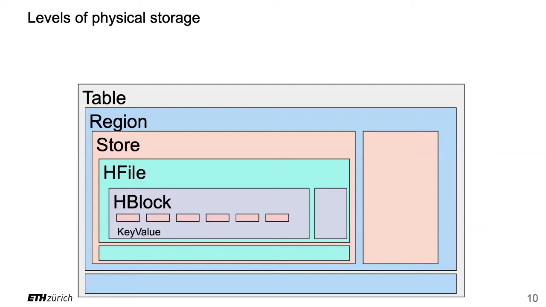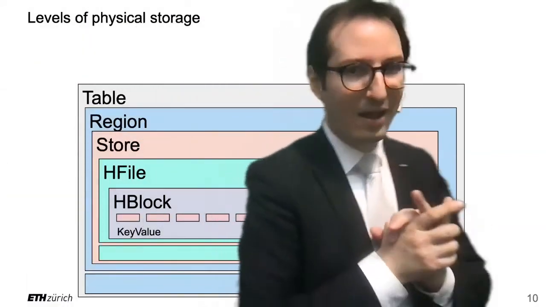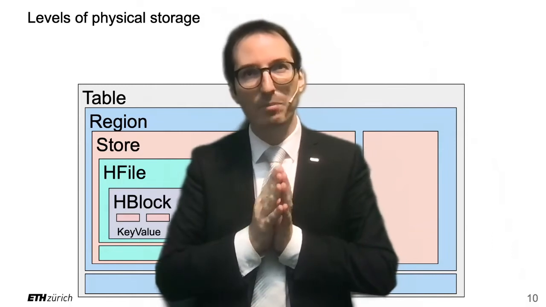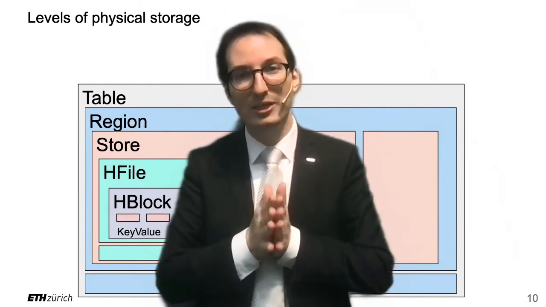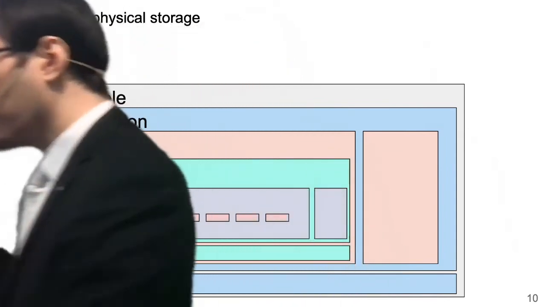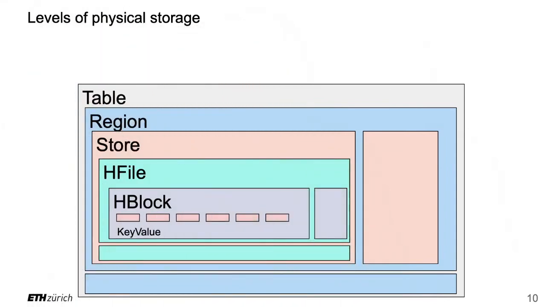Okay, let me try to re-explain better. Imagine, let me do it with numbers. Imagine you have 1 million key values in an H file, 1 million of them. I'm oversimplifying, right? Imagine that every block has 100 key values. Of course, it's not always the same, but just for my example, 100 key values.